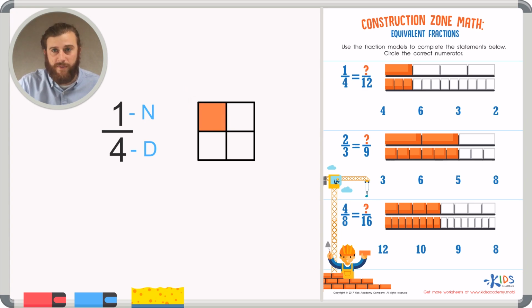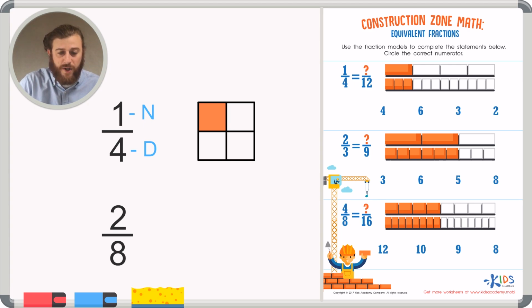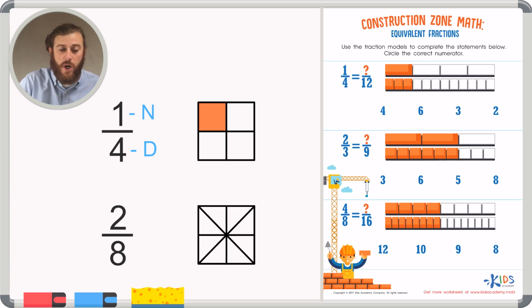To make an equivalent fraction, we want to make a fraction that has the same amount of space shaded in. So for example, an equivalent fraction to 1/4 could be 2/8. To show this in a picture, instead of cutting our fraction into 4 pieces, we'll cut our fraction into 8 pieces. Now instead of shading 1 piece in, we'll shade 2 pieces in, because the numerator is 2.